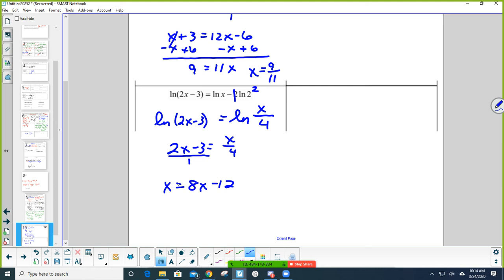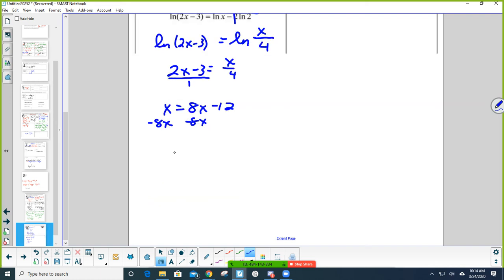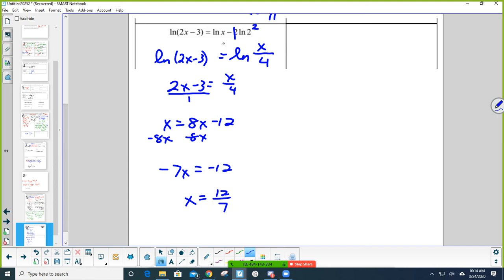I'll take this over to this side this time. I don't like doing it this way, but it's just personal preference. I got negative 7x equals negative 12. X equals negative 12 over negative 7. The negatives cancel out, and there's my answer. So again, I can take this, sub it in up here, and I should get the same answer. It'll look really funky though.